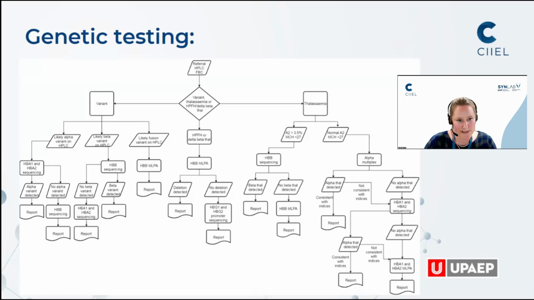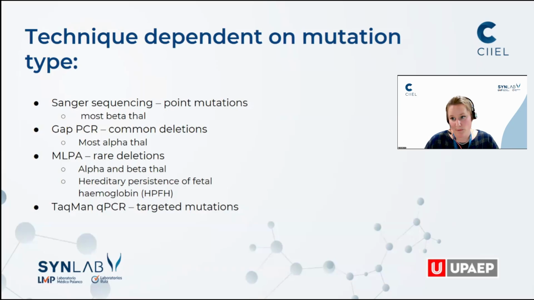So on the left, you can see the pathway that we would take for a query hemoglobin variant, so a sickle or a HBC. And on the right, you can see the path that we would take for a possible thalassemia case. And the technique that we use within the genetic testing lab is dependent on what type of mutation we're expecting. So we use the phenotypic data from the patient, so the full blood count and the HPLC results, to inform which type of test we're going to do first.